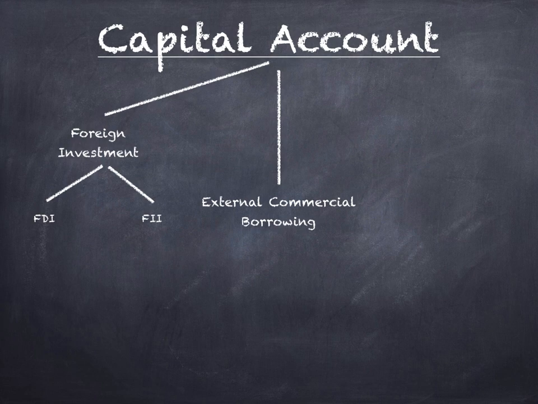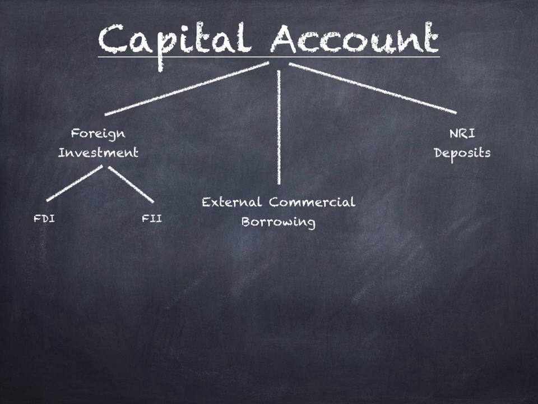All right. And then there are NRI deposits. As you all know, NRIs also have fixed deposit accounts, FDs, in India, right? So if NRIs are giving money to India, then that would be denoted with a plus sign in capital account. If NRIs are withdrawing money out of India, then that would be denoted with a negative sign in capital account.